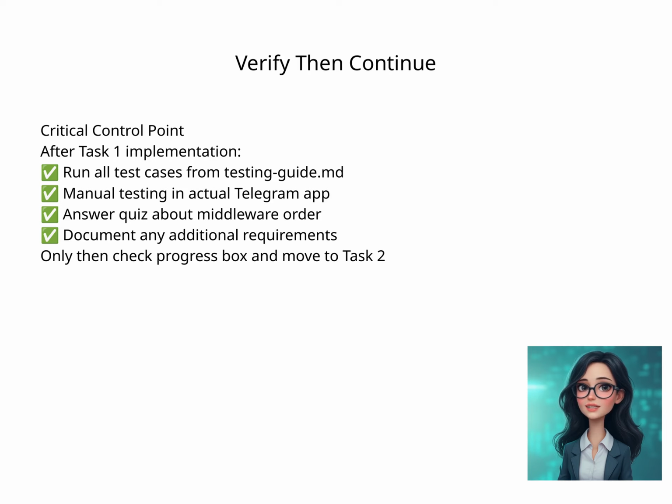After each task implementation, we follow a thorough verification process. We run all test cases from testing.md to ensure functionality works correctly. We manually test in the actual Telegram app because automated tests can miss platform-specific behavior. We answer quiz questions about implementation details like middleware order. We document any additional requirements discovered during testing. Only after completing all verification steps do we check the progress box and move to the next task. Building on unverified code is how you end up with systems that work initially but become impossible to maintain or modify.